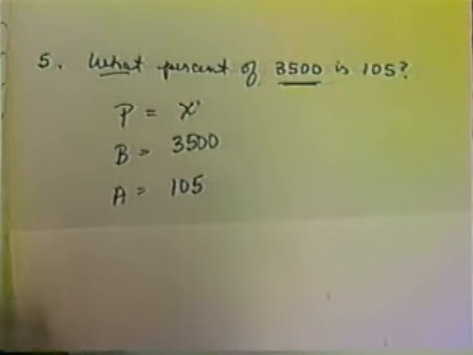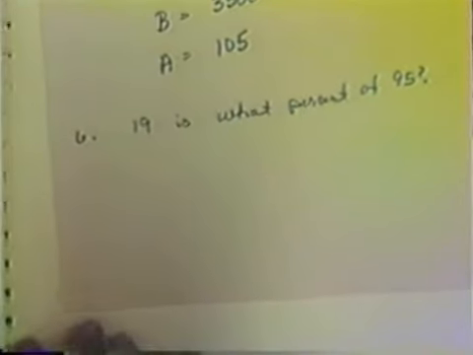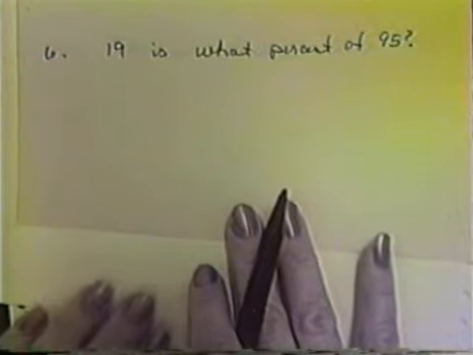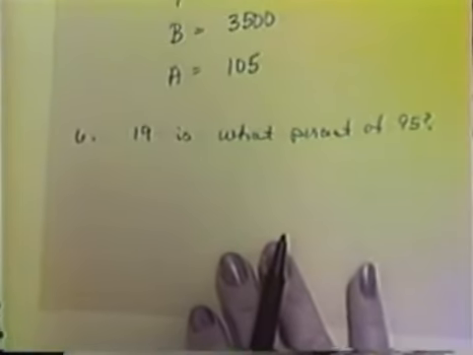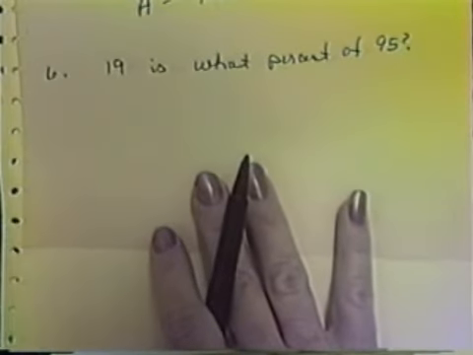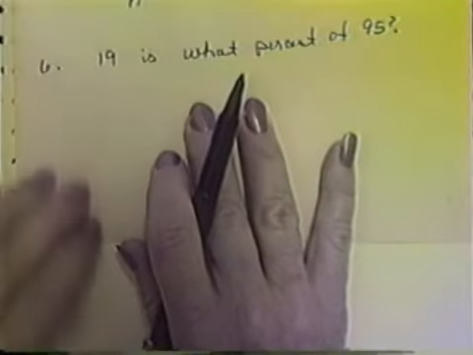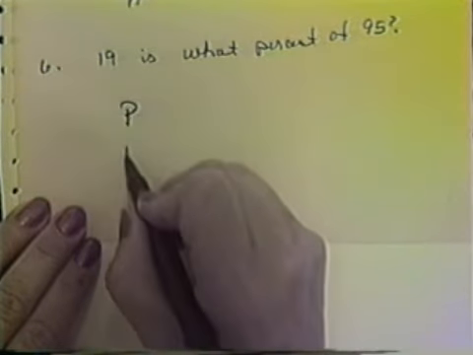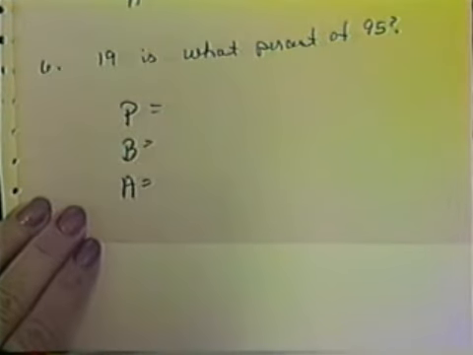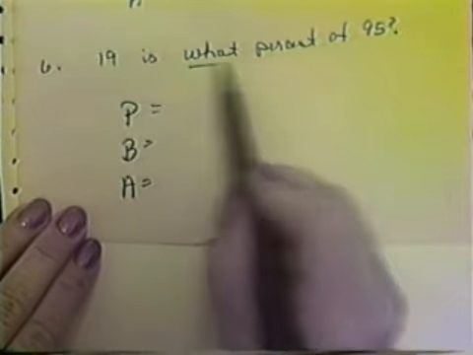Let's look at our last example. It says that 19 is what percent of 95? We're looking for the percent, the base, and the amount. Again, there's no percent given. We're looking for what percent.